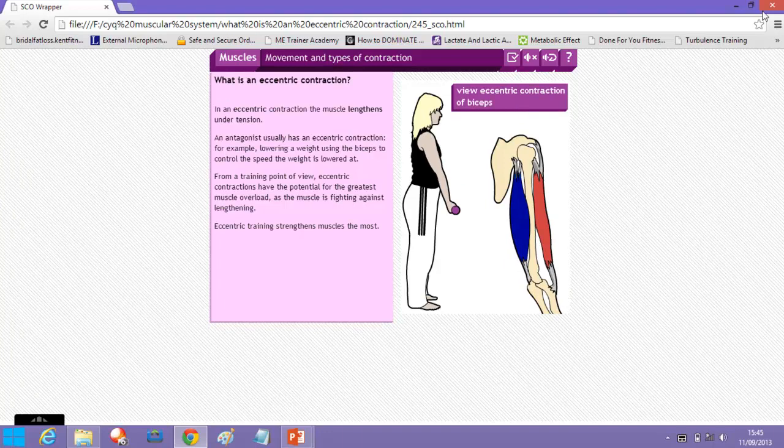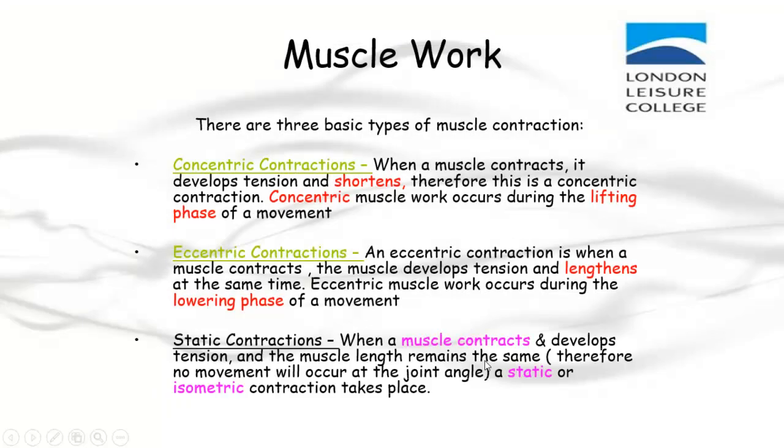And then finally you have static or isometric contractions. This is when a muscle contracts and develops tension and the muscle length remains the same. Therefore no movement will occur at the joint angle, so a static or isometric contraction takes place. Think about a plank in a gym, or pushing your hands together or pushing against the wall. There's no movement but you're feeling the tension, and that's an isometric contraction.